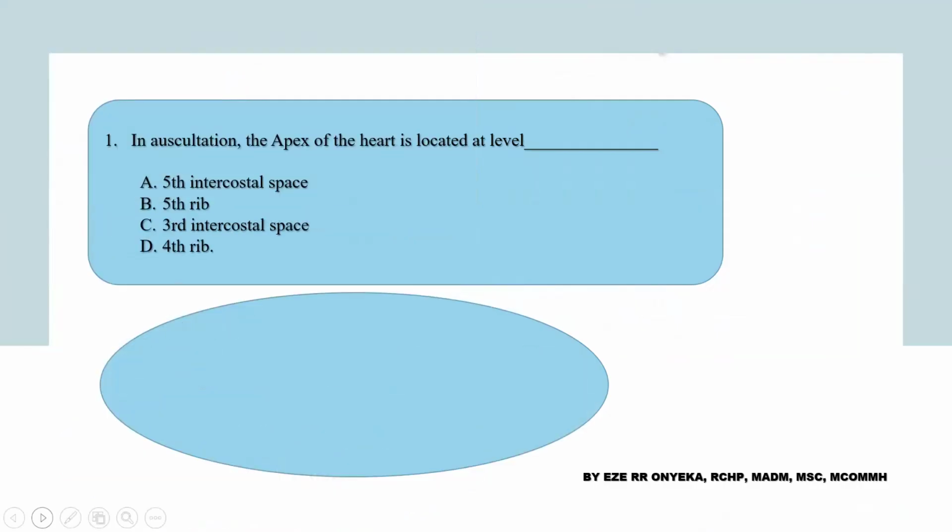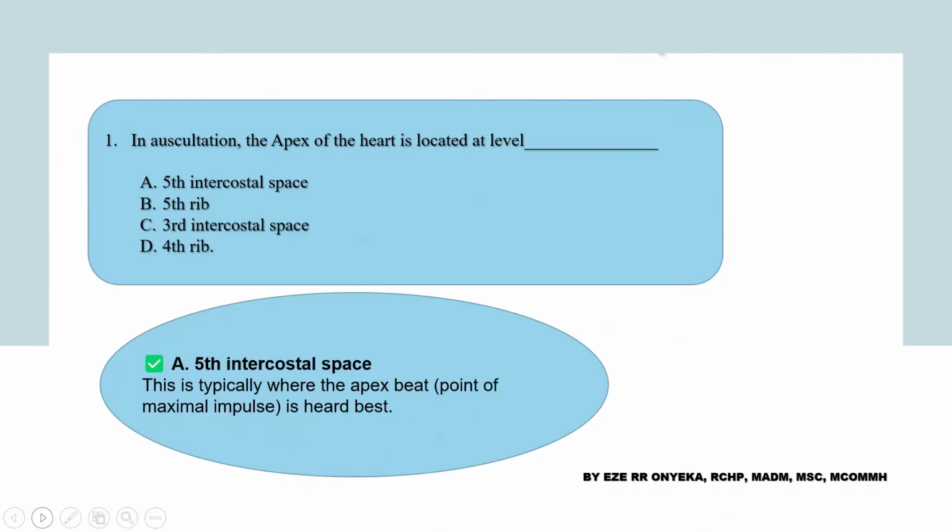In auscultation, the apex of the heart is located at what level? A, fifth intercostal space, B, fifth rib, C, third intercostal space, D, fourth rib. The correct answer is A, fifth intercostal space. This is typically where the heartbeat is heard best. It is also known as point of maximal impulse.